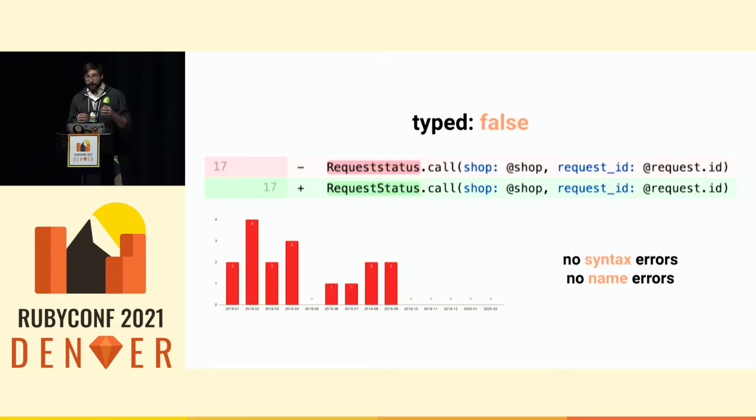We started by gradually moving some of the files to type false. That means that at this point Sorbet is just checking whether the constants that you use in your file are declared somewhere, and whether there are syntax errors.